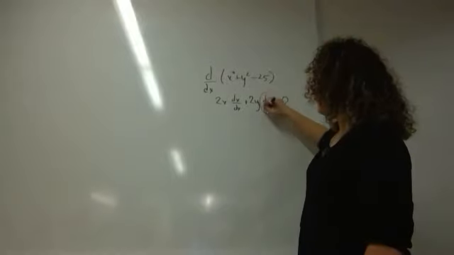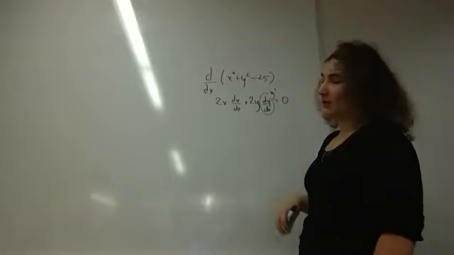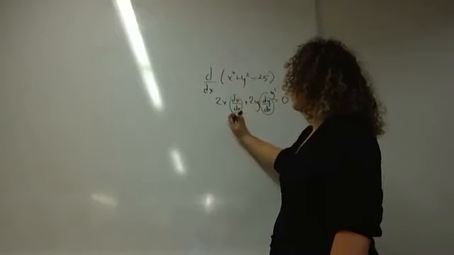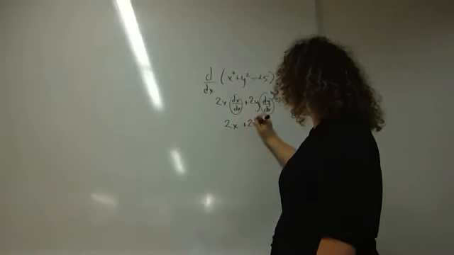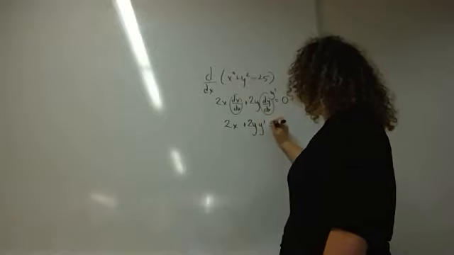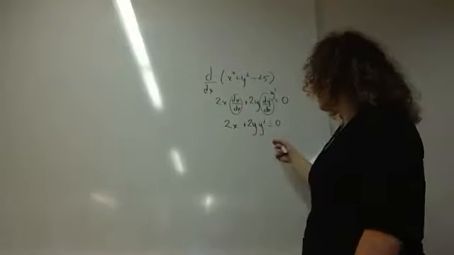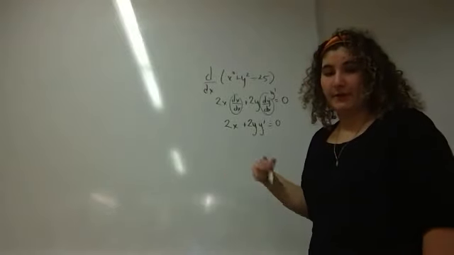Another way I'm going to write this is going to be y prime, just so it's a little less messy. And then this, we said, is going to disappear. So you get 2x plus 2y y prime equals 0. And then from here, what you're going to do is solve for y prime to figure out the slope of the graph.